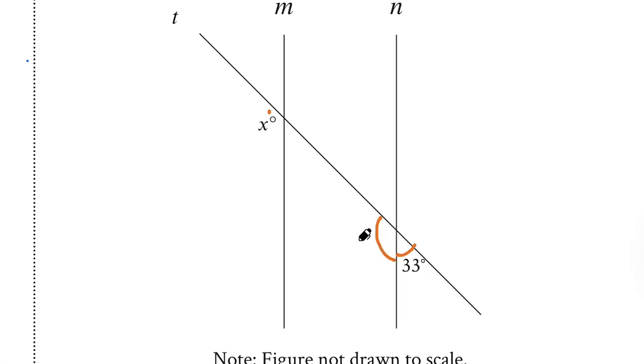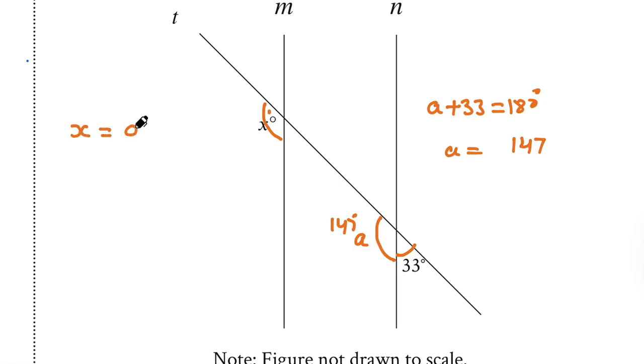If this angle is 33, let's say the adjacent angle is A. So A plus 33 is equal to 180 degrees. So A will be equal to 180 minus 33, which is 147. So this angle is 147. Now you can say, because this is above line M and this one is above line N and they are on the same side, they are forming a pair of corresponding angles. So angle X is equal to A. So X is equal to 147.